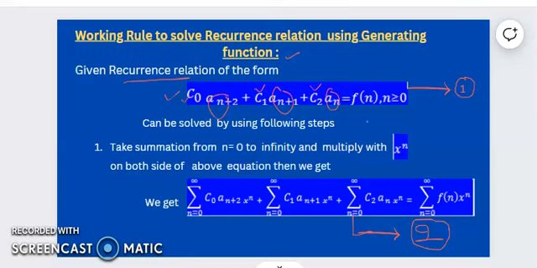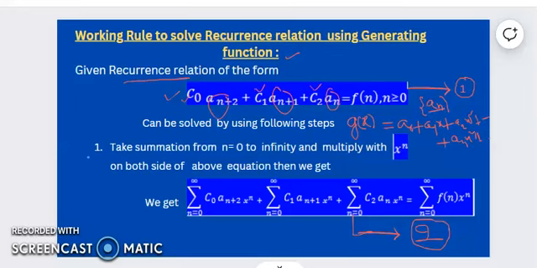So now we are going to recall here: let g(x) be the generating function of the sequence a(n) whose nth term is a(n), as a0 plus a1 x plus a2 x squared plus and so on plus a(n) x power n plus and so on. This is the general form of the generating function whose nth term is a(n).